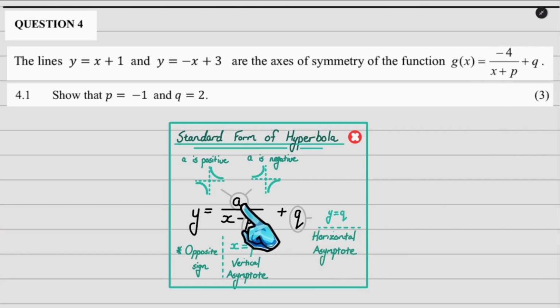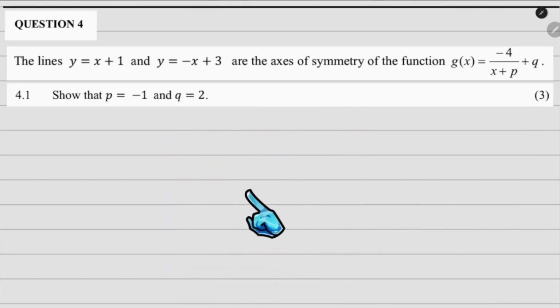to be -4. So the hyperbola is going to look like this. Very powerful tool if you know this standard form. So we somehow need to get the p value and the q value, which are sitting over here and here. Now the mechanics of what's going on behind the scenes is quite complicated, so I'm going to walk you through it step by step.